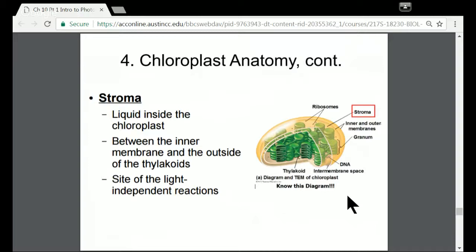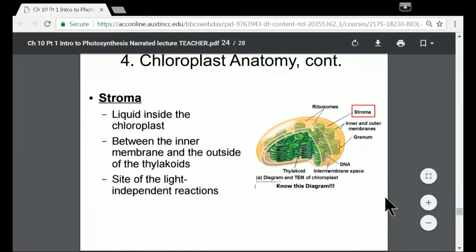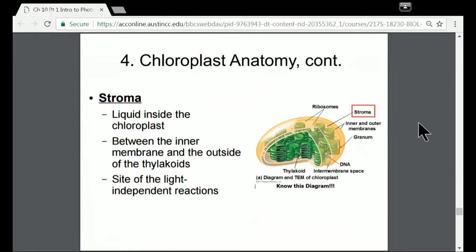The other part of the chloroplast to be aware of is this liquid. There's a thick liquid between the inner membrane and the thylakoids. So it's floating around kind of outside these thylakoids. And that is going to be the site of the second half of photosynthesis, which we call the dark reactions, or light independent.